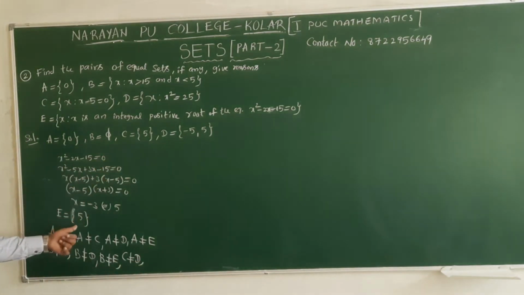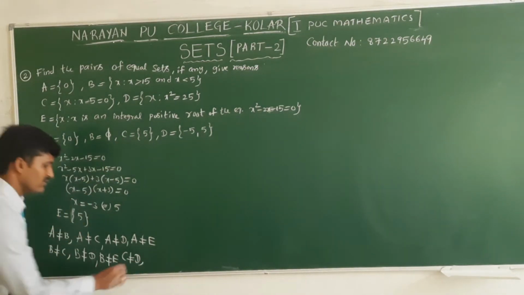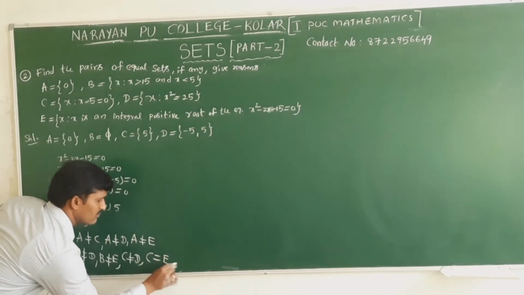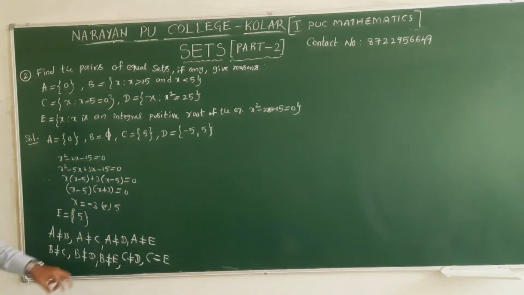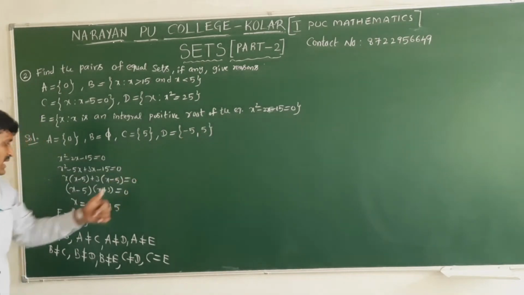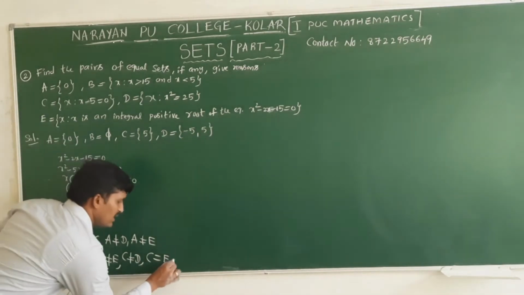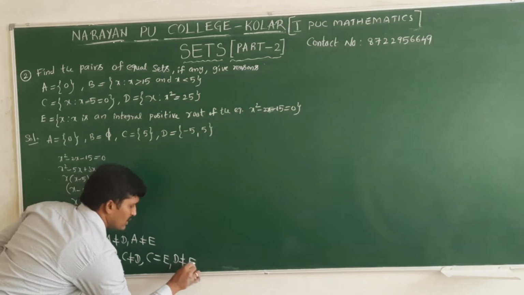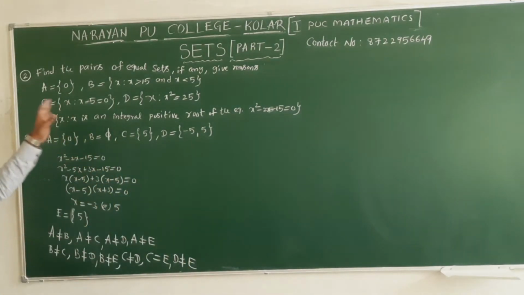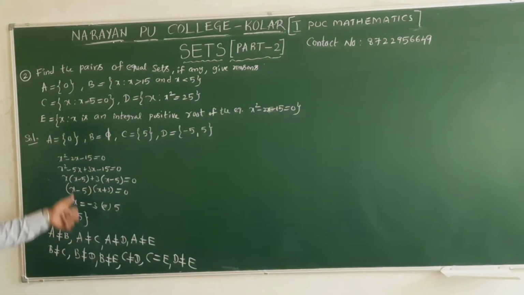C equal to E? Yes. Having 5, 5. C is equal to E. Next, finally, D equal to E? No. Here minus 5, 5 is there, but here only 5. So D is not equal to E. These are the simple reasons why they are not equal.